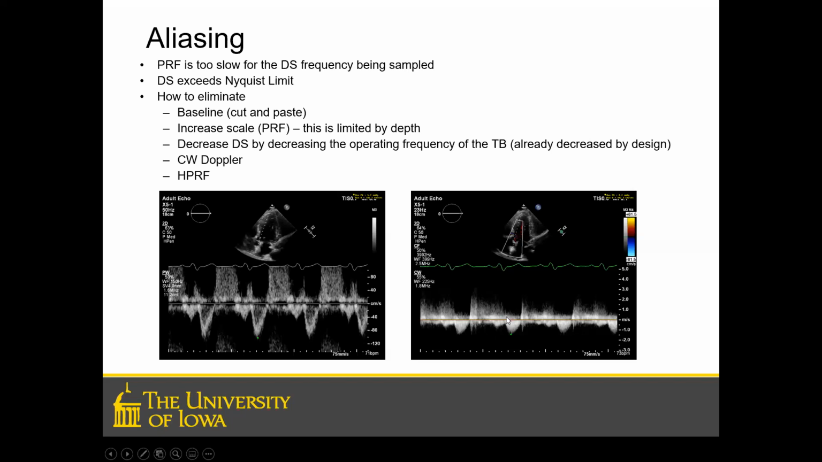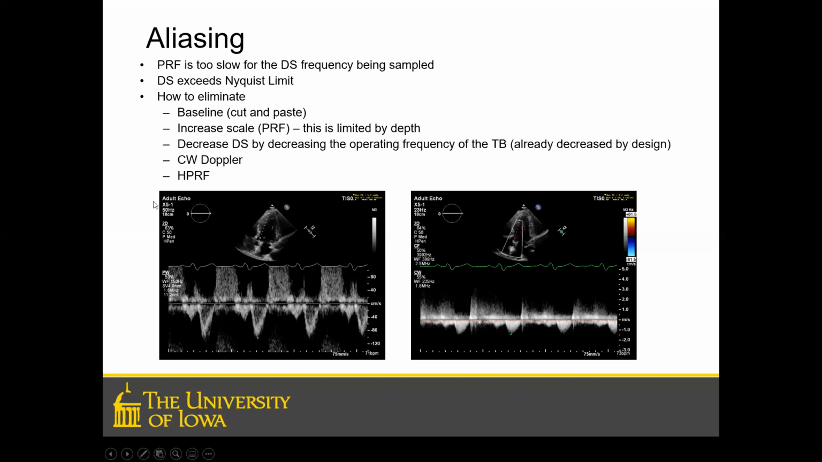So here's continuous wave Doppler. So we're able to sample that velocity that is just over 2 meters per second without aliasing. Before I start talking about continuous wave, I want to mention the operating frequency. One way to decrease the amount of Doppler shift and therefore decrease the aliasing potential is to use a lower operating frequency, and your transducers are designed that way.